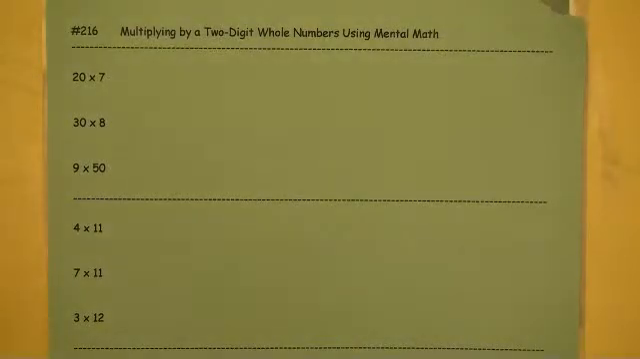Video number 216, multiplying by a two-digit whole number using mental mathematics. Okay, we have 20 times 7. Now, we could use 20 rows of 7, but that would definitely have too many rows. We're better off thinking this using the commutative property as 7 rows of 20.